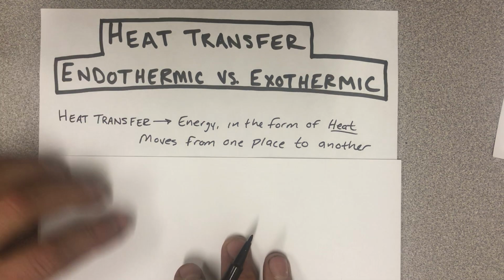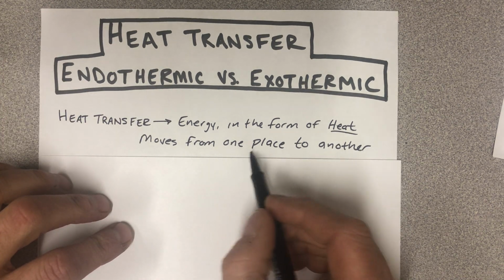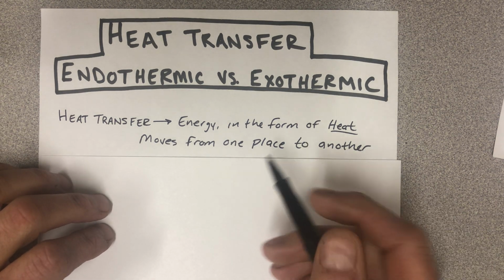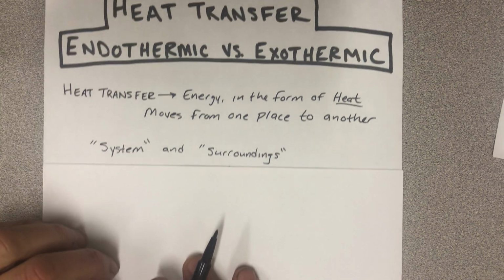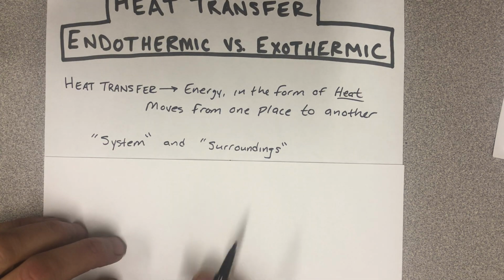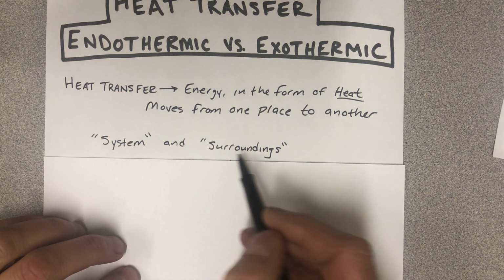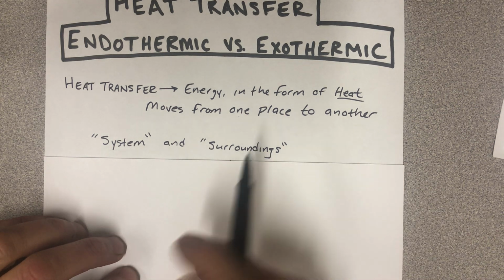Okay, but we do need to have an understanding of what this "from one place to another" really means, because those terms become important as we move on here. So we're going to talk about these two words, system and surroundings, okay? So these kind of represent from one place to another. Those are the system and surroundings.